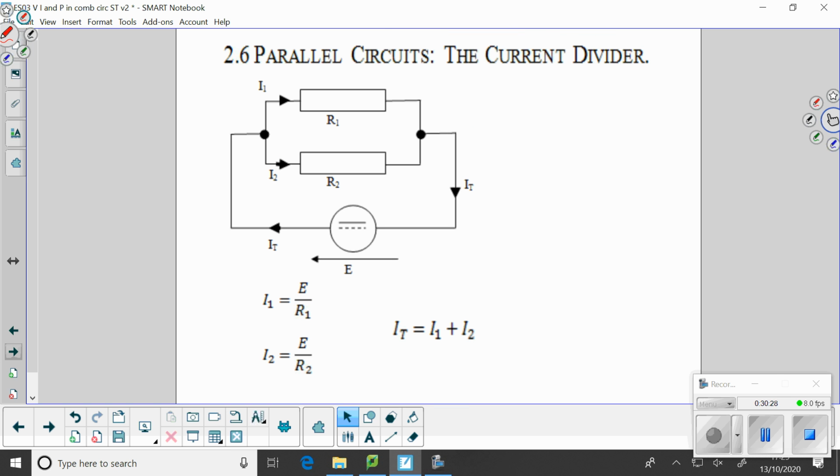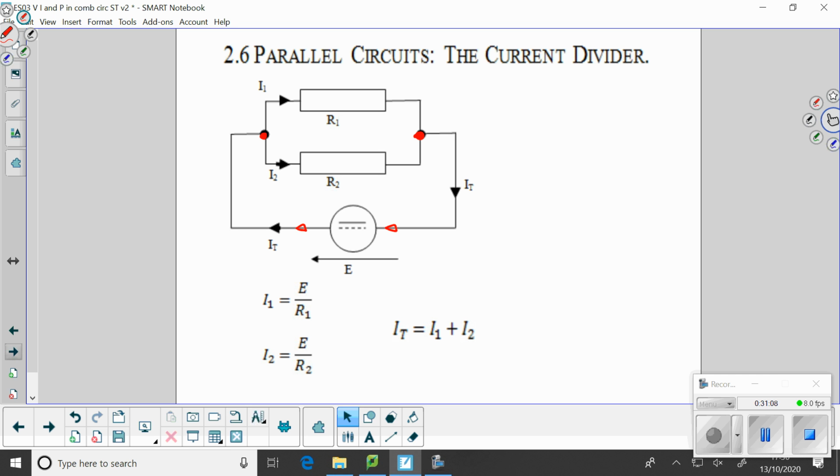So, what about parallel circuits? Parallel circuits are what's called a current divider. If a circuit has two resistors like that, they each have their own current flowing through them. The total current reaches this point here and it splits into I1 through R1 and I2 through R2. But it joins up again here, because everything that leaves there must always end up back there. No leaks.